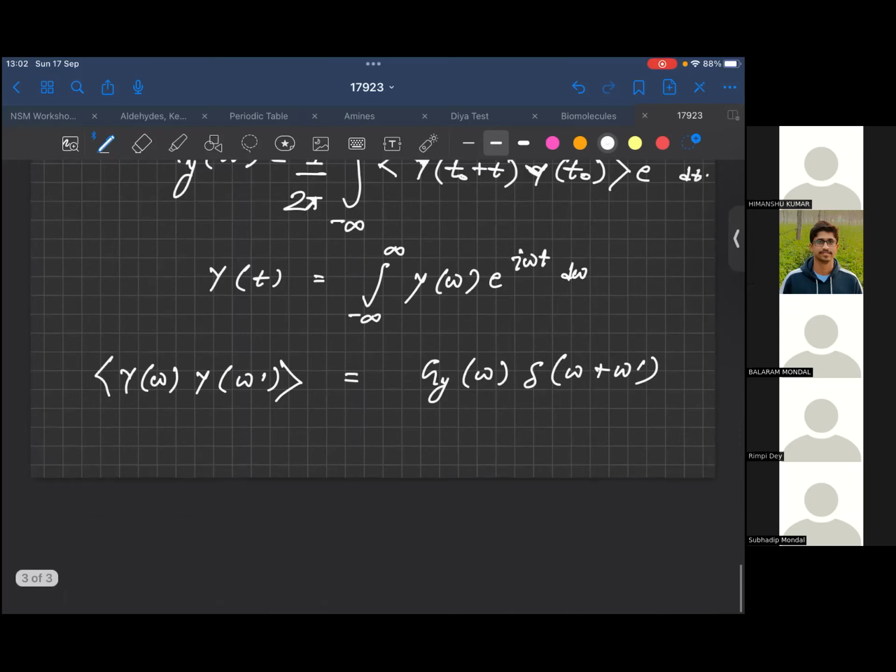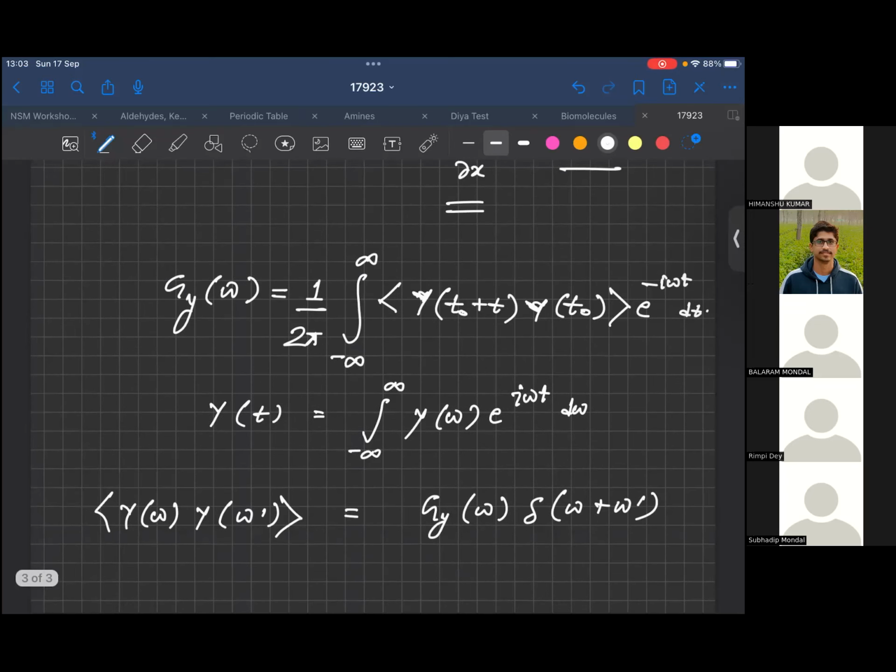Rimpi, yeah, why do you call it power spectrum, like the Fourier transform of the velocity autocorrelation function? Because it tells us about the density of states, right? Like which states are populated. So from the velocity autocorrelation function, how do we get the information about density of states?